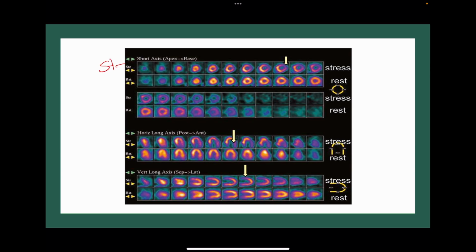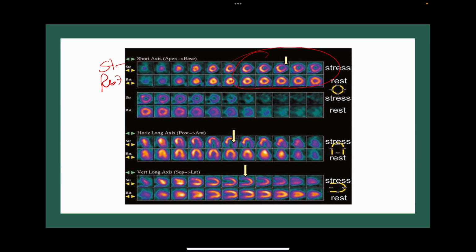Stress, rest. Look what happens there. You see how you're missing that little piece right there. It was perfused here at rest, but now you don't see the bright orange anymore. This means that during the stress period, that's where the ischemia was. And this is how cardiologists can tell what vessel is the culprit based off of these images.